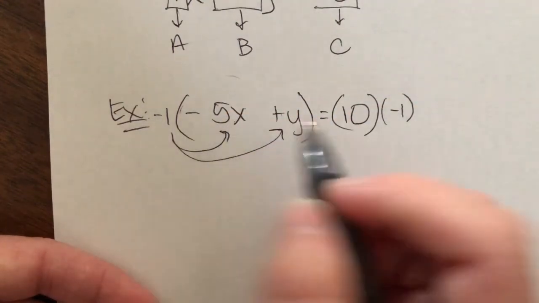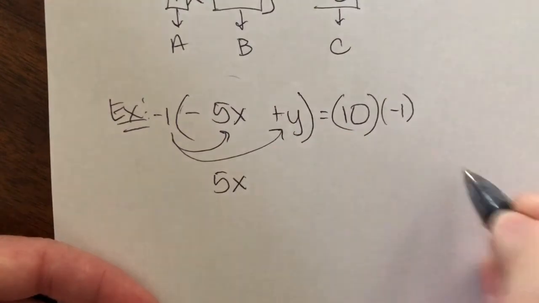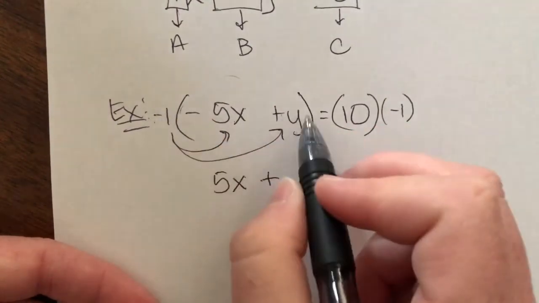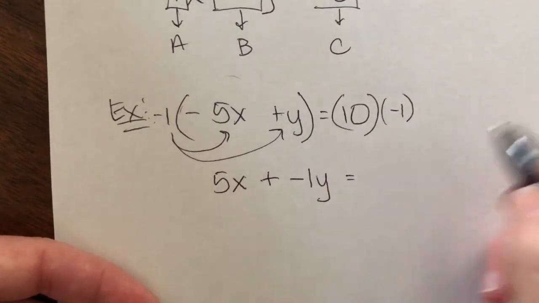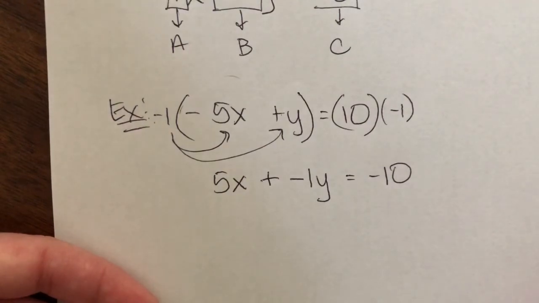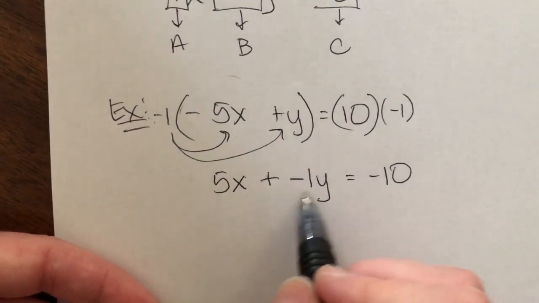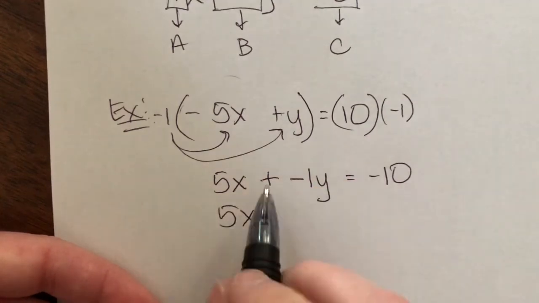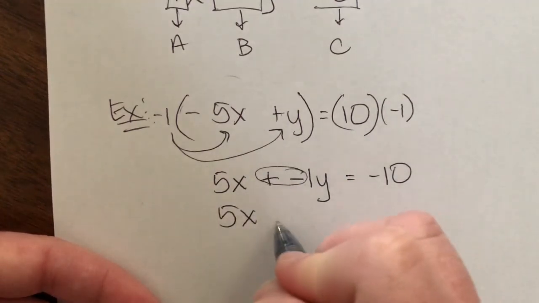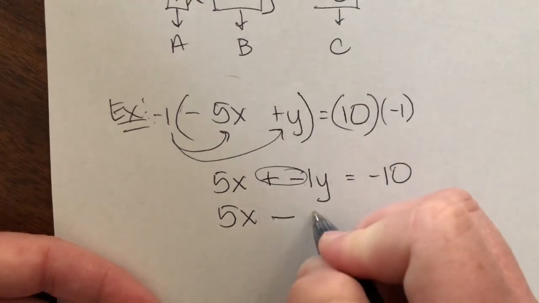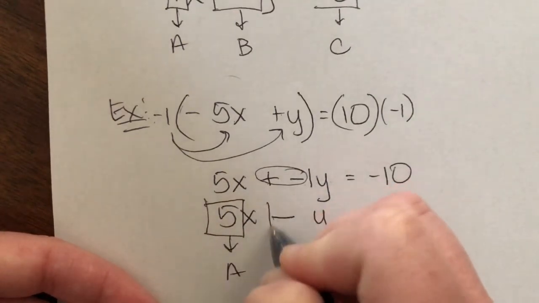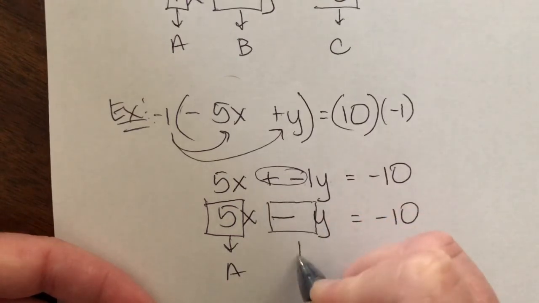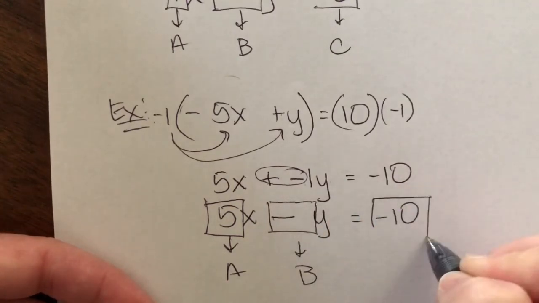So I'm going to distribute this negative 1. Negative 1 times negative 5x is positive 5x. Bring down my plus sign. Negative 1 times positive y is negative 1y. And over here, 10 times negative 1 is negative 10. Okay, and the only thing I can simplify is this little area now. When I have plus and minus, it just becomes a minus. If I have 1y, I can just write y, negative 10. Okay, so now my a value is not a fraction, it's not negative. My b value is really negative 1, right? And my c value is negative 10.